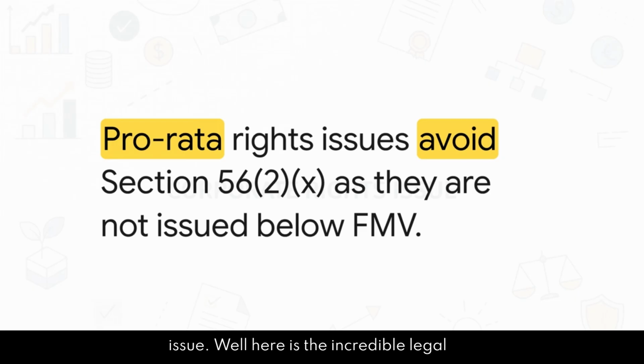Well, here is the incredible legal relief. Pro rata rights issues actually generally avoid the Section 56(2)(x) tax trap entirely. Why? How is that possible? Well, because if the issue is strictly proportionate across the board, there's technically no transfer of property without consideration. The total pie, the value of the company, remains exactly the same. You are merely apportioning that existing intrinsic value over a larger number of shares. It's a proportional split, so the taxman usually backs off.